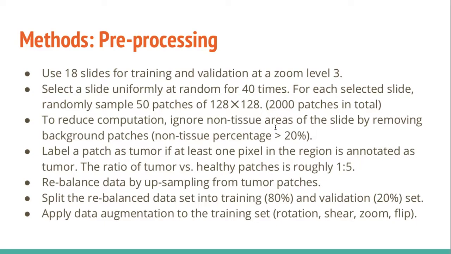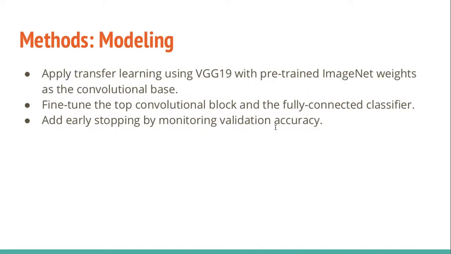After that, I split the rebalanced dataset into training and validation set. I also applied data augmentation to the training set, including rotation, shear, zoom, and vertical and horizontal flip. For modeling, I applied transfer learning using VGG19 with pre-trained ImageNet weights as the convolutional base. I fine-tuned the top convolutional block and the fully connected classifier, and I added early stopping by monitoring validation accuracy.